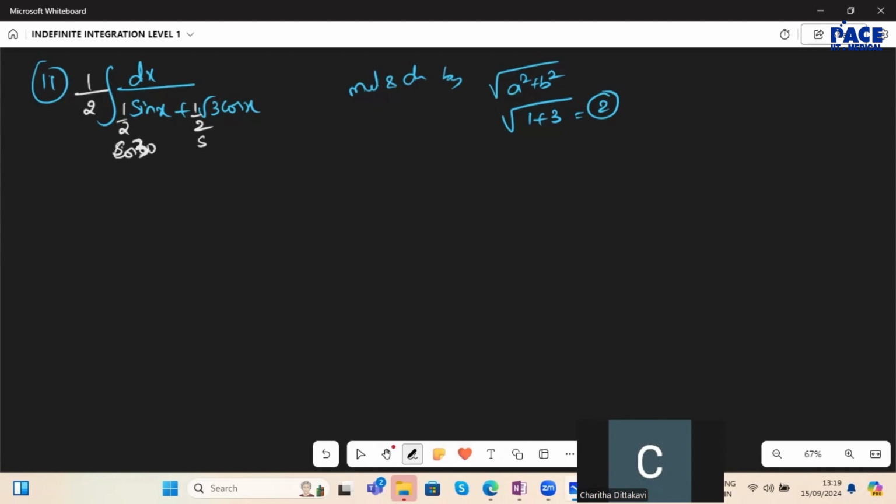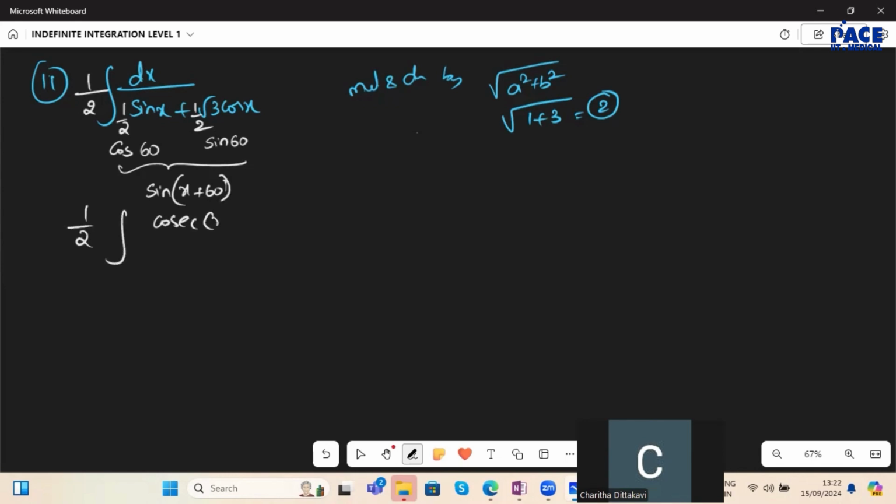Sorry, this will be cos 60, right? Right. So in this, sin x cos 60 plus cos x sine 60, because root 3 by 2 is considered that way. So sin A cos B plus cos A sin B, which is nothing but sin of A plus B is what I'm going with. So 1 by 2 times cosecant, isn't it?